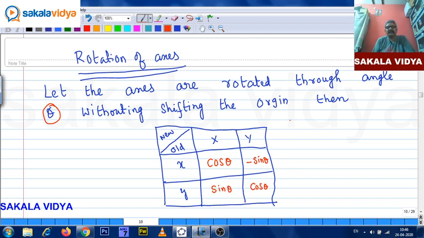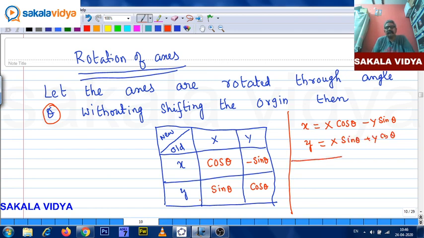So that means here we get the equations like this. Small x is equal to capital X cos theta minus capital Y sin theta. Small y is equal to capital X sin theta plus capital Y cos theta. This is one of the ways.